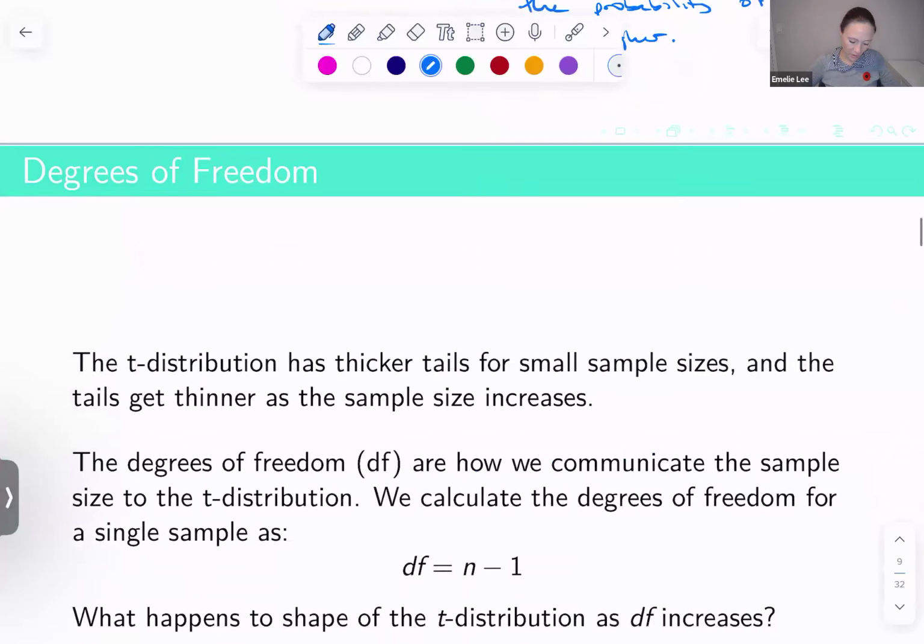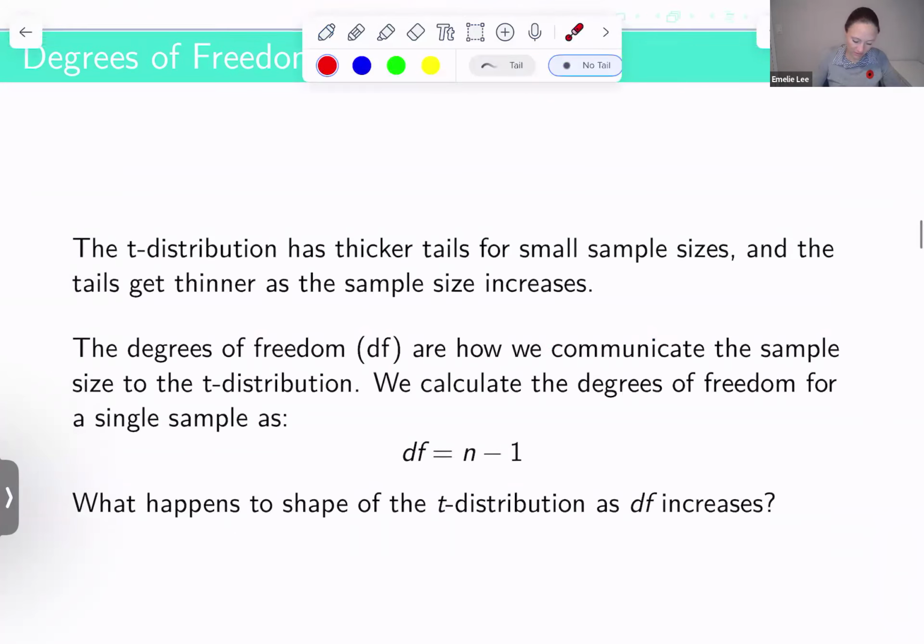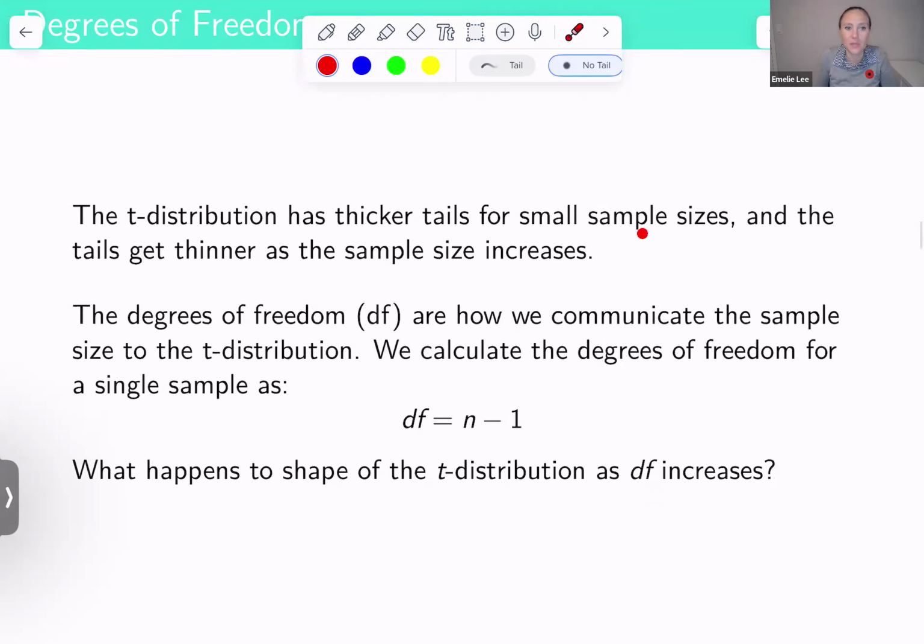So as I mentioned, the shape of the t-distribution depends on the degrees of freedom. Okay? And so the degrees of freedom are n minus 1 for a one sample mean. Okay? And so the t-distribution has thicker tails for small sample sizes, and then the tails get thinner. So you start out with these big fat tails, and then it gets smaller and smaller, and eventually approaches the z distribution. Okay? And so it depends on the sample size.